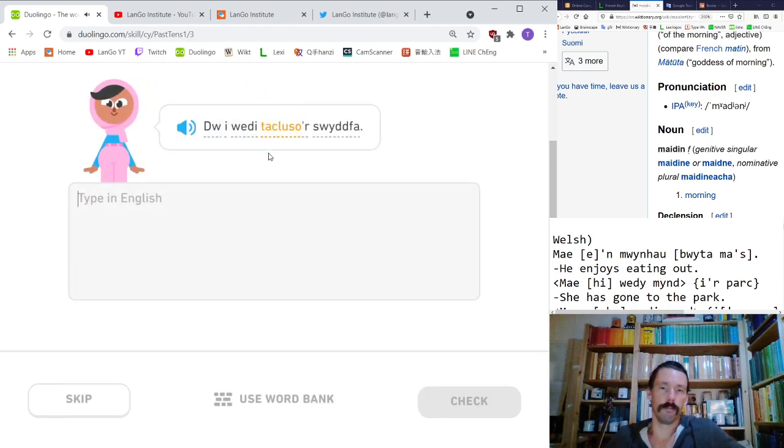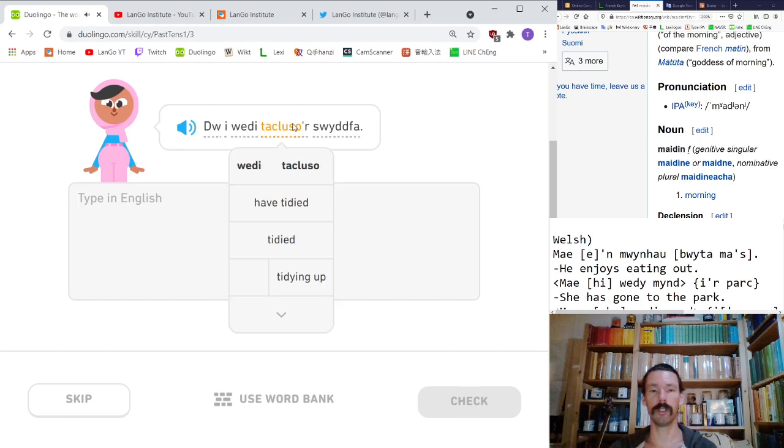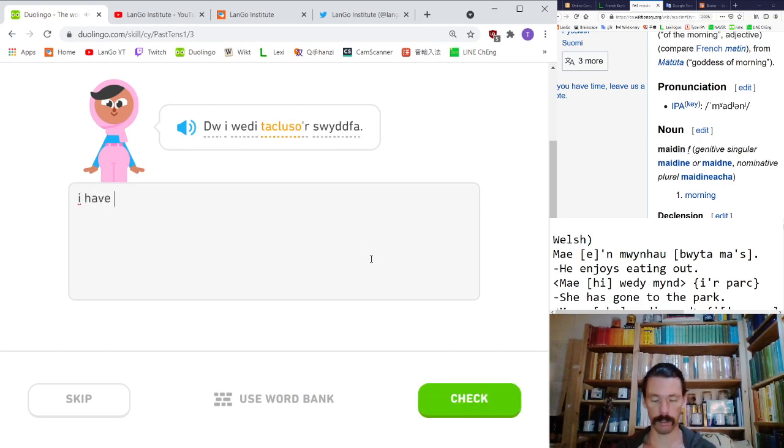Dwi wedi tacluso'r swyddfa. Tacluso, to tidy. I have tidied. Means clean up, if it's not part of your dialect of English. The office.